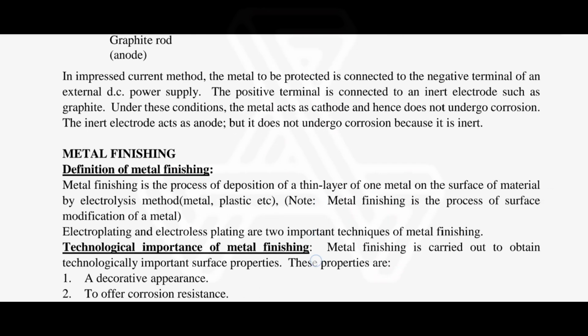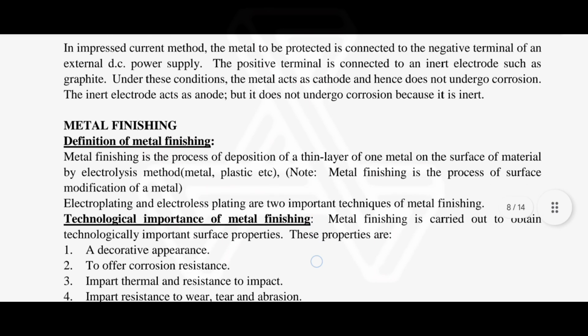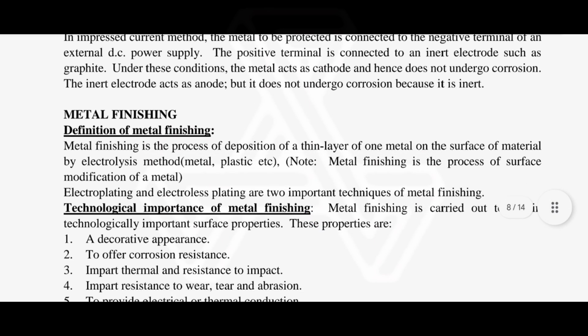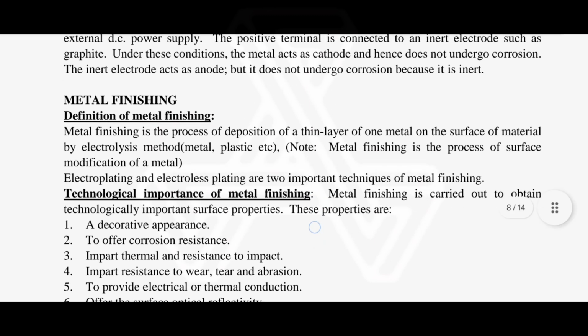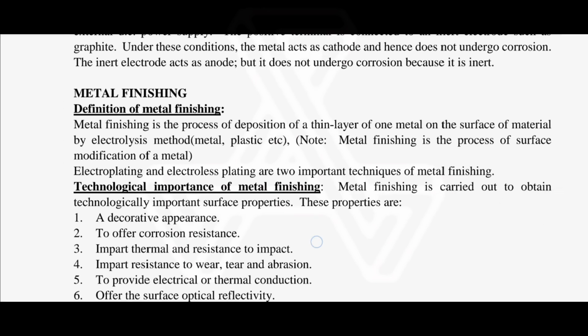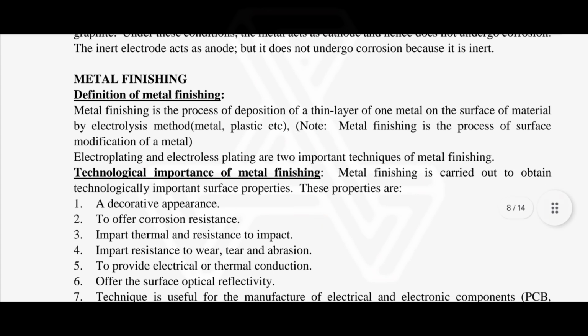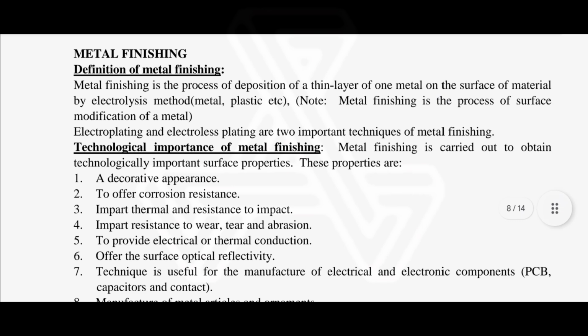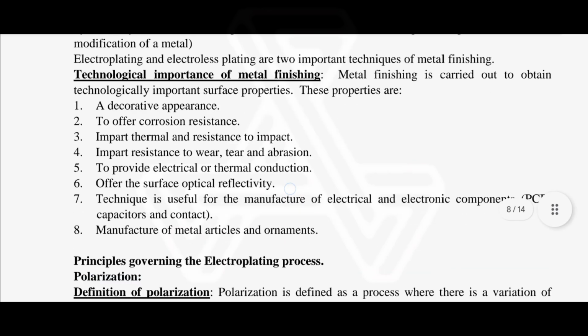Metal finishing. Definition of metal finishing. Metal finishing is a process of deposition of a thin layer of one metal on the surface of a material, such as metal or plastic, by electrolysis method. Metal finishing is the process of surface modification of a metal. Electroplating and electroless plating are the two important techniques of metal finishing.